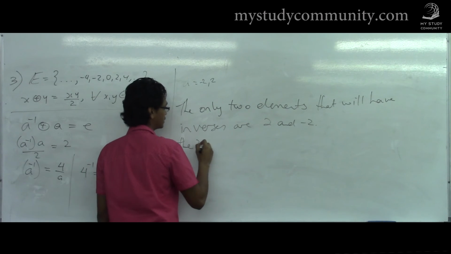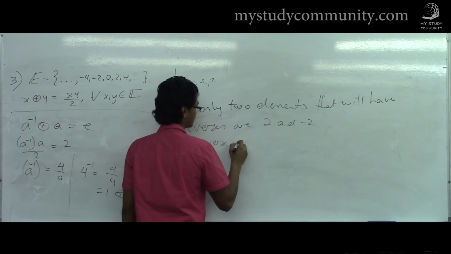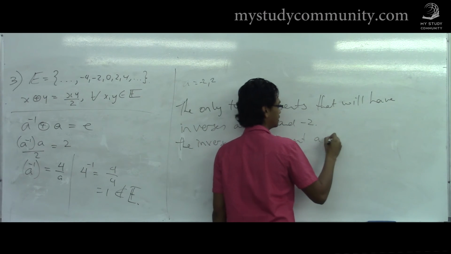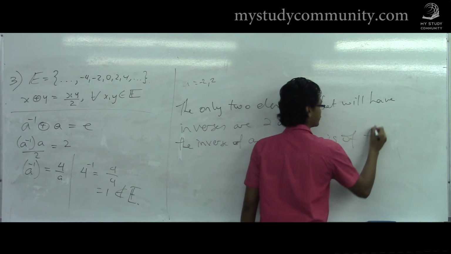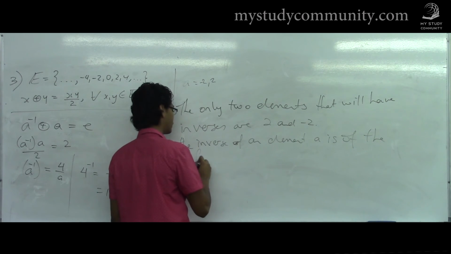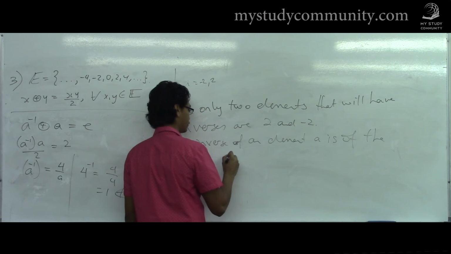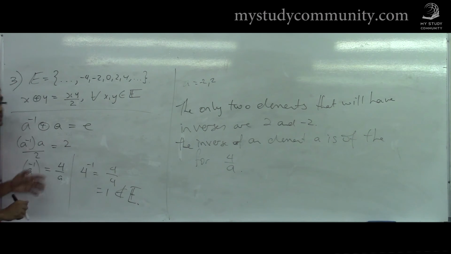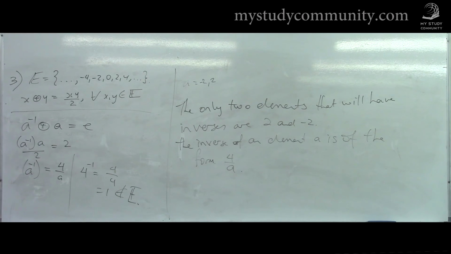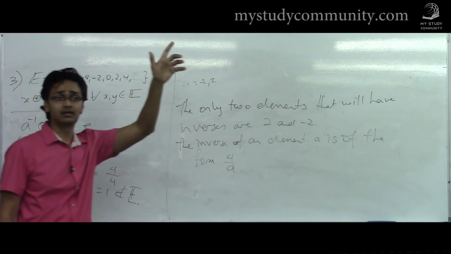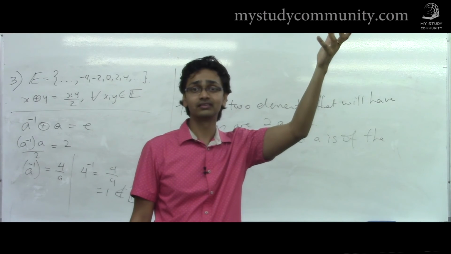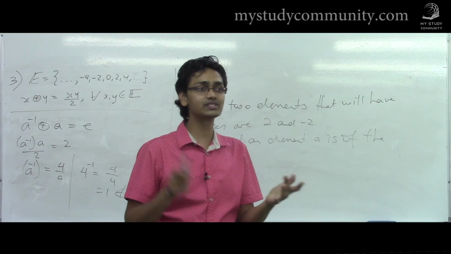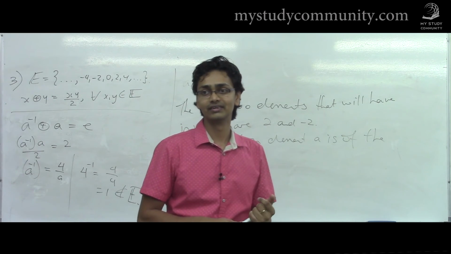The inverse of an element A is of the form 4 over A. That's just general, right? So that is what I worked out here. Are you all feeling more comfortable? You're more like a 100% question now, right? If you see a question, it's the same thing: closure, commutativity, associativity, inverse, identity. Straightforward, right?